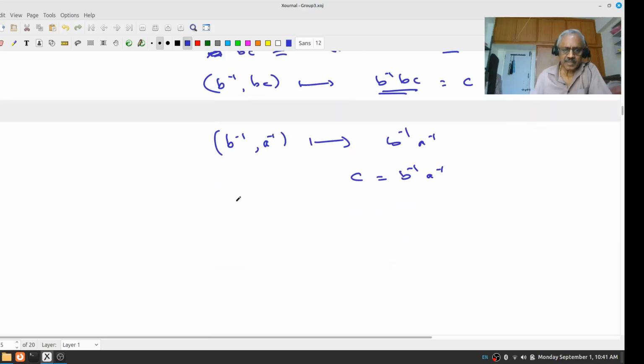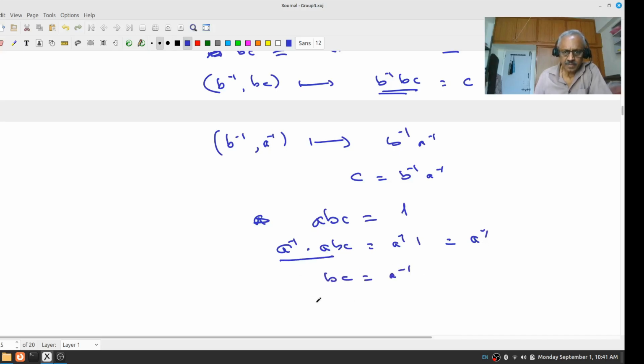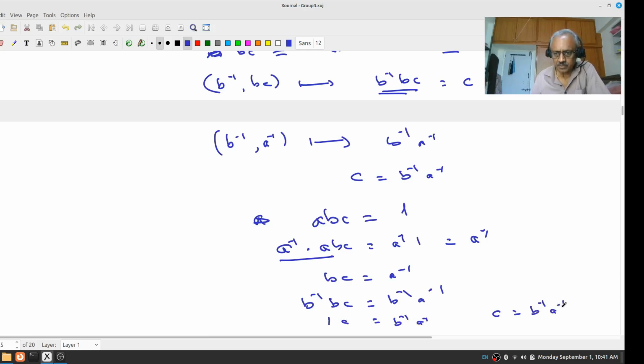Right? If you don't like this, simply do that. I have A, B, C is identity. Apply A inverse both sides. A inverse A, B, C equal to A inverse 1. That is A inverse. But group them together. Therefore, B C is equal to A inverse, and multiply by B inverse. That is B inverse A inverse. But this is 1 times C. So I found out my C is B inverse A inverse.